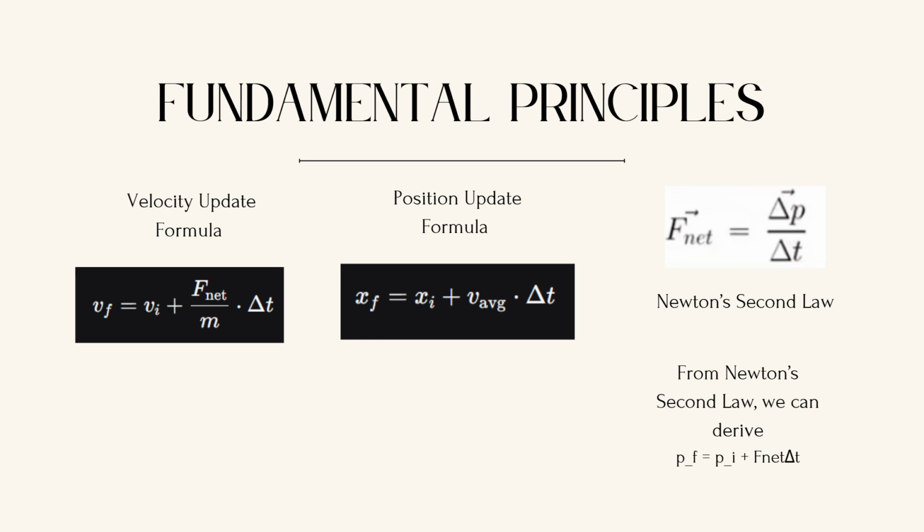Here are some formulas. We have the velocity update formula, which is Vf equals Vi plus F net over m times delta t. And then the position update formula, which is the final position equals the initial position plus the average velocity times the change in time. And then Newton's second law, which is the net force is equal to the change in momentum over the change in time. From Newton's second law, we can also derive that the final momentum is equal to the initial momentum plus the net force times the change in time.